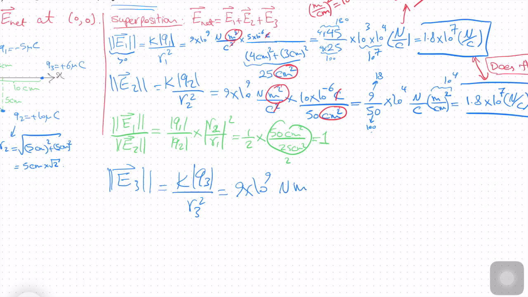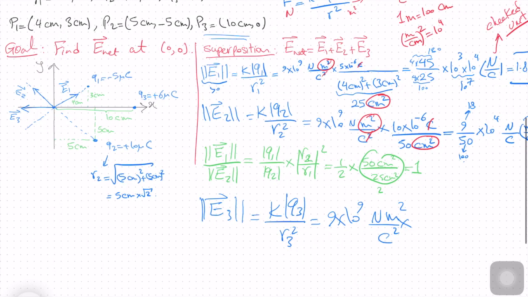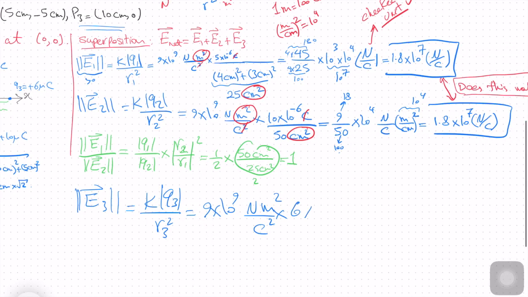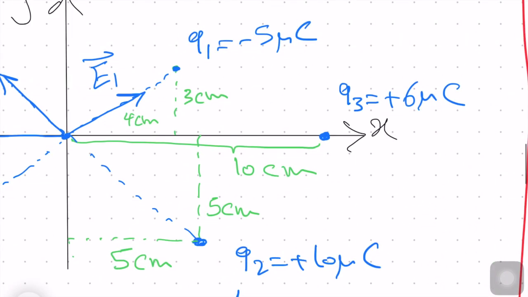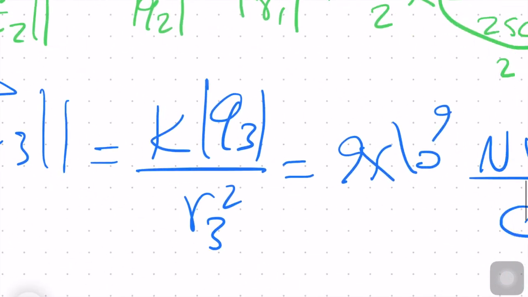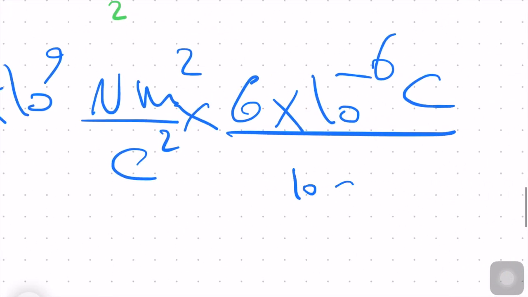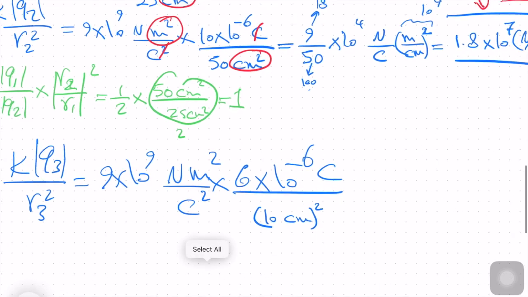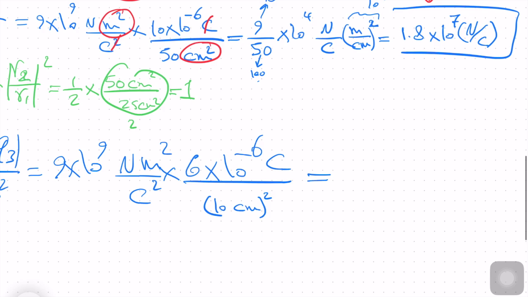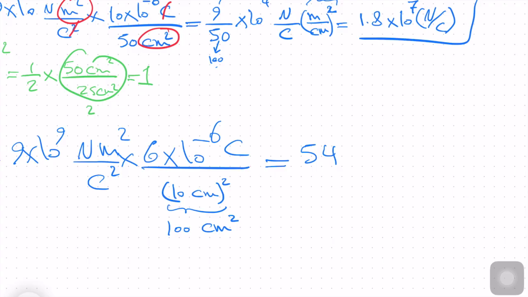All right, 9 times 10 to 9 Newton meter squared per Coulomb squared, multiplied by Q3, which is plus 6 microcoulomb, so it's 6 times 10 to minus 6 coulomb. What is this distance to the origin? Well, it's just 10 centimeter away, so I'm gonna put 10 centimeter squared. Now, 9 times 6 will give you 54. This here is 100 centimeters squared.